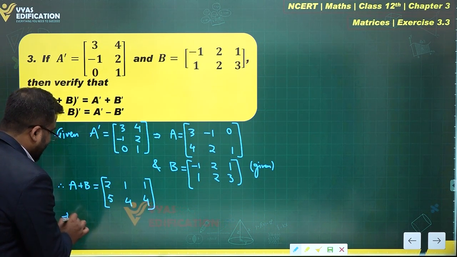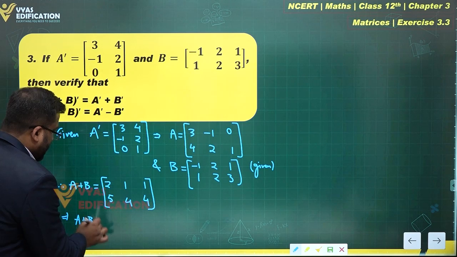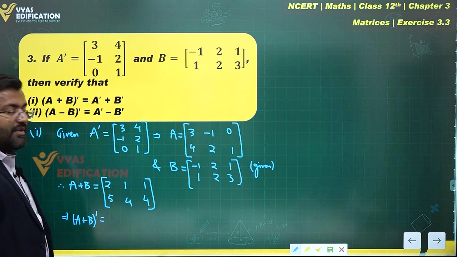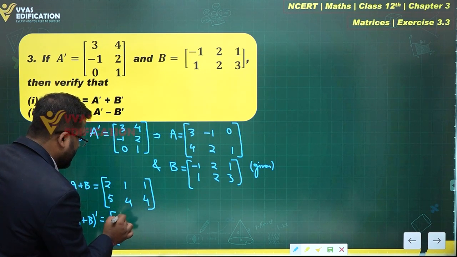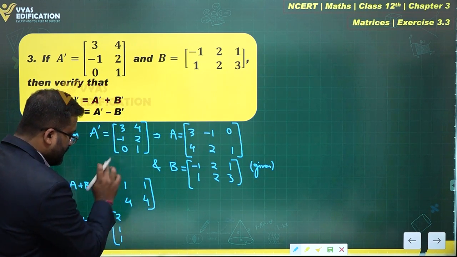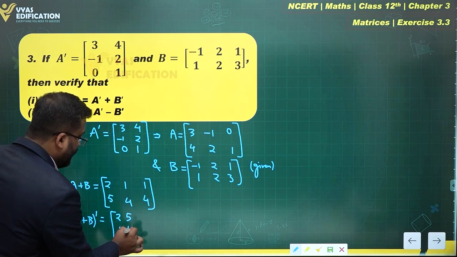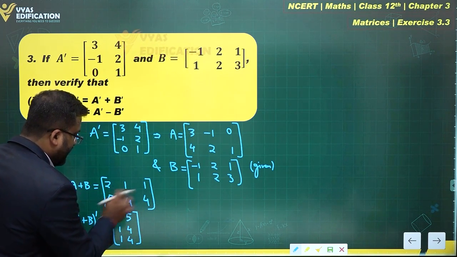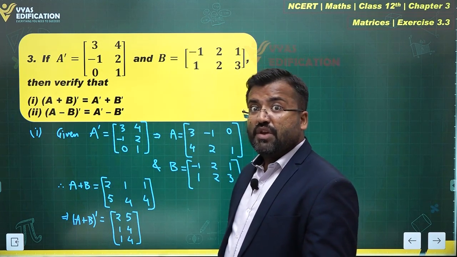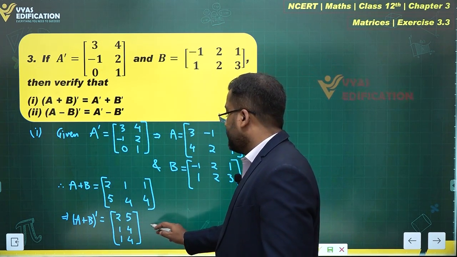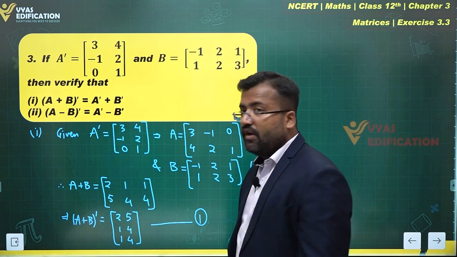And from here, I can get A plus B transpose very easily. What will A plus B transpose look like? A plus B transpose would be the transpose of this matrix over here. This is 2, 1, 1. The first row becomes the first column. And 5, 4, 4. This second row becomes the second column. This is my matrix A plus B whole transpose, as you can clearly observe. Let us call this equation number 1.